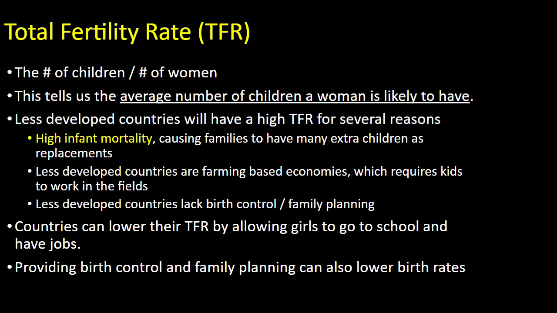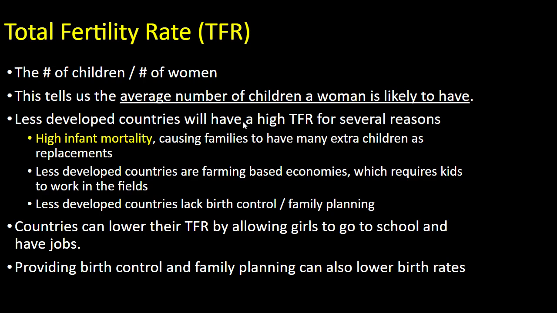Okay, total fertility rate. This is different from birth rate. Total fertility rate looks at the number of children divided by the number of women. Another way of understanding what that means, it's the average number of children each woman is likely to have in her lifetime. It's the average number. That means you can have people with higher numbers than this or lower numbers.